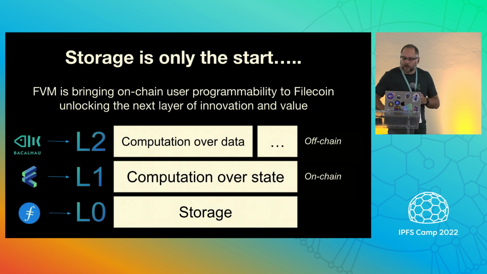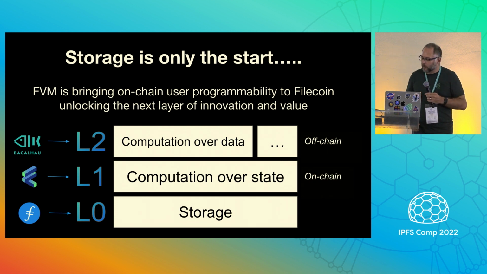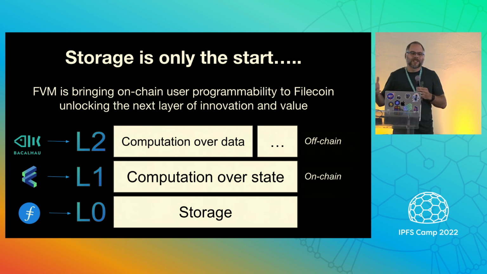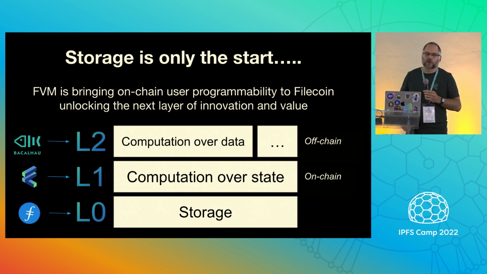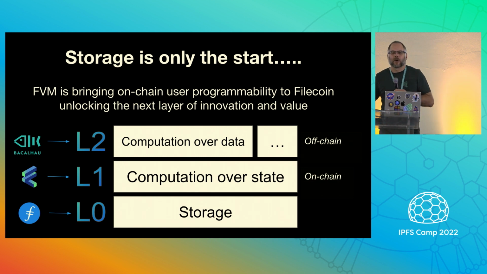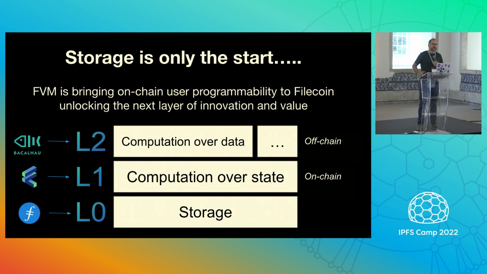Currently Filecoin is known for being a decentralized storage and retrieval network, providing about 17 exabytes of storage capacity over several thousand nodes. But that's really just the start. Storage is just the start. And you may have heard this reiterated a few times over the last week.